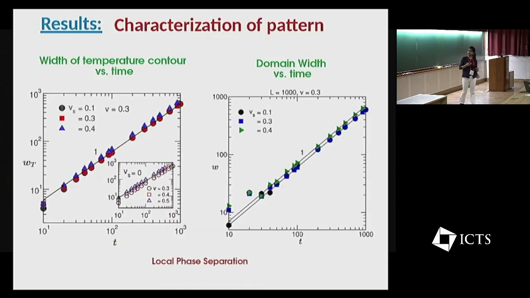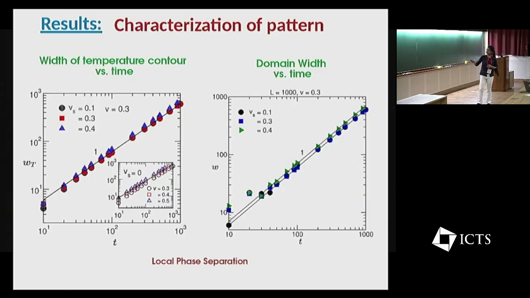We also did some quantification of the patterns which are forming. One of the questions we ask is why it's getting asymmetric, and how is it changing? So what I plot here is the width of this temperature contour, which I showed you before, as a function of time for different speed combinations. As it turns out, it's actually growing linearly with time, because it's spreading radially with a constant velocity.